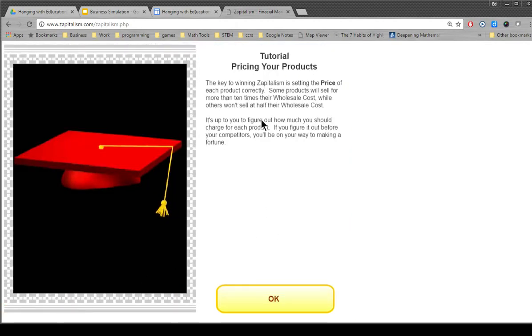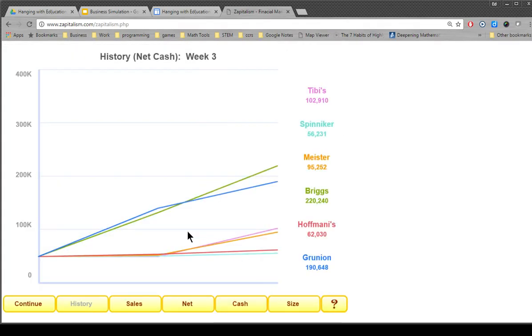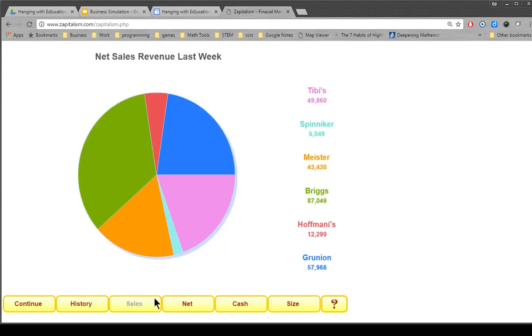Now we get to price the products. I've already been showing you this. The tutorial would start introducing it now, but I've already been changing the price of my products. Now we look at the history. We're still bottom lining it here. Green has surpassed blue. Blue had a bad turn.